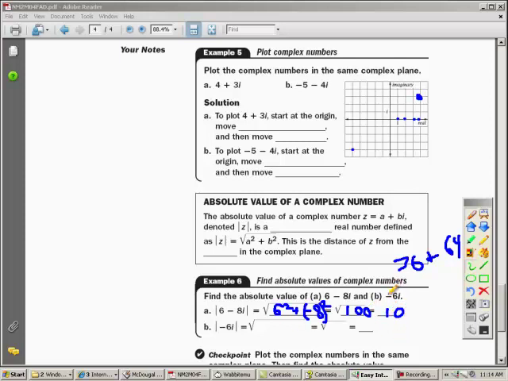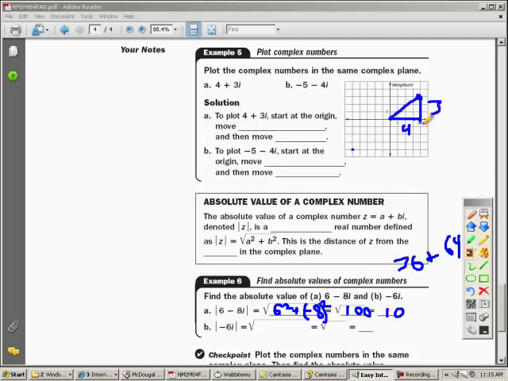Let me show you why that works or what it actually means. Remember, absolute value in the real world just means distance from 0? Well, absolute value here means distance from 0 also. It means distance from 0, 0, this point. So if you look, the distance here is 4. The distance here is 3. I want to know the distance from 0 at an angle.